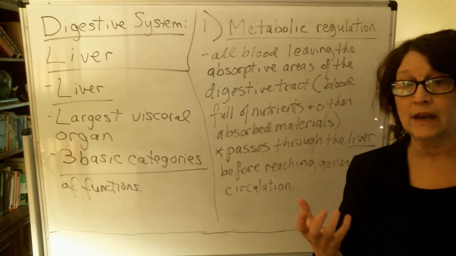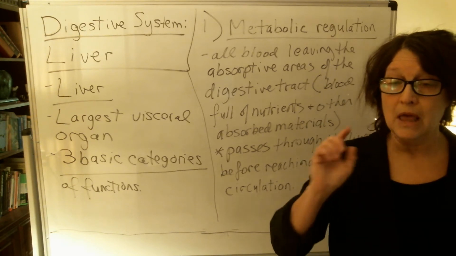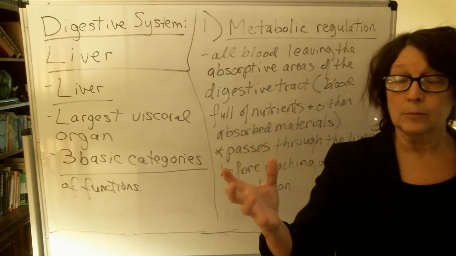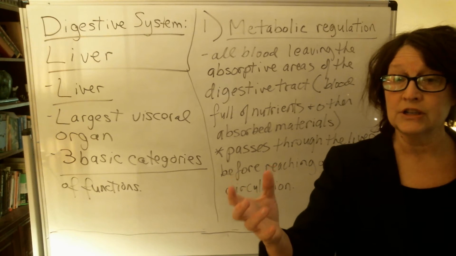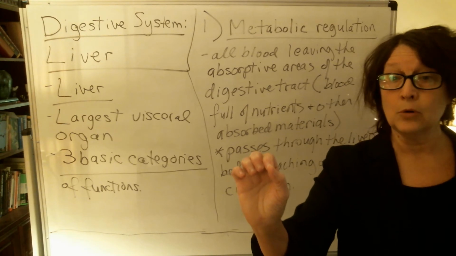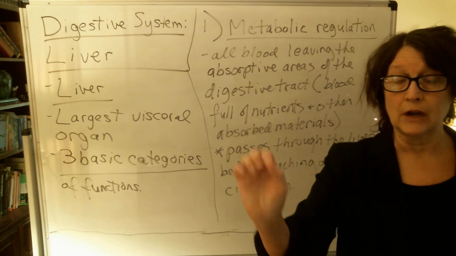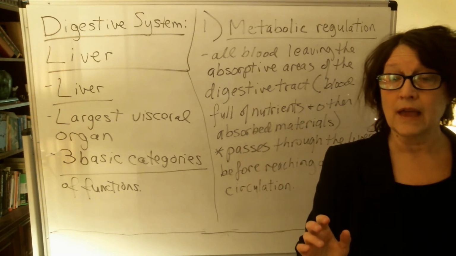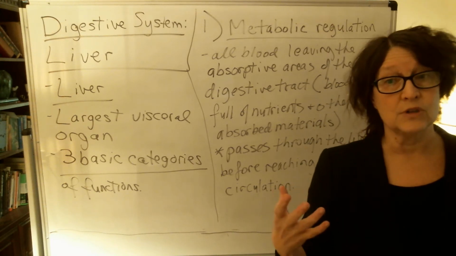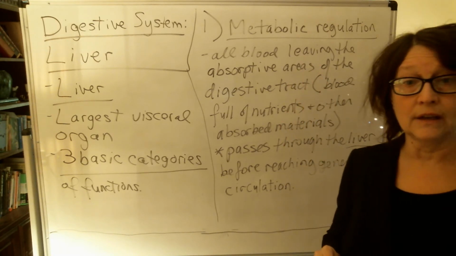So what happens first is that the blood from the absorptive areas of your GI tract enters a special vein called the hepatic portal vein. We'll talk about that when we talk about the circulatory system. The blood enters the hepatic portal vein from basically the blood vessels surrounding the small intestine and the large intestine. The hepatic portal vein brings that blood to the liver. And then the liver works on that blood and adjusts it and makes it suitable for general circulation for your cells to receive. So that's what I'm going to talk about now, having to do with metabolic regulation done by the liver.